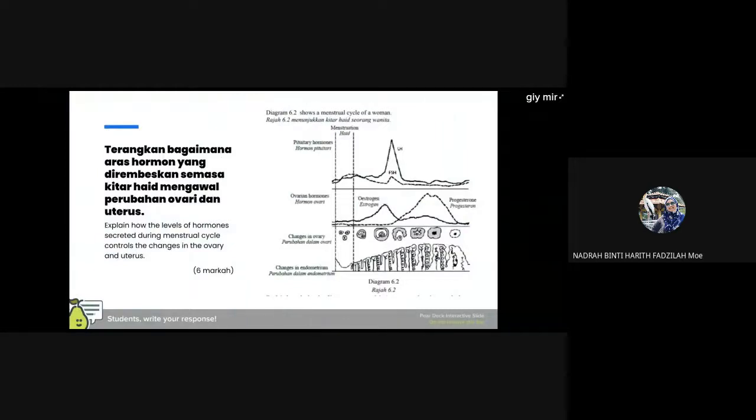So this is a sample question where this is a 6 mark question. Okay, this is a 6 mark question. Okay.